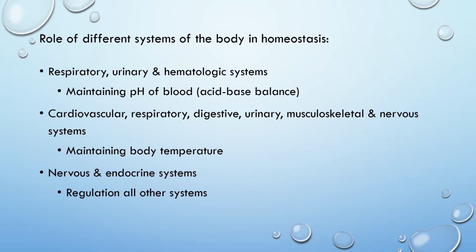To maintain blood pH, which is the acid-base balance, the respiratory, urinary, and hematologic systems perform that function. For maintenance of body temperature, a few body systems work together, namely the cardiovascular, respiratory, digestive, urinary, musculoskeletal, and nervous systems. And finally, the nervous and endocrine systems are involved in regulating all the other body systems in order to perform their functions in maintaining homeostasis.